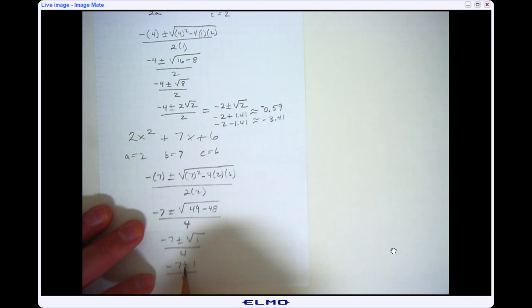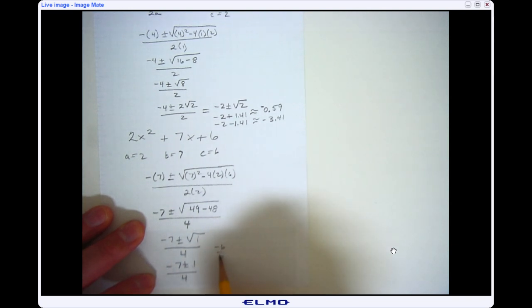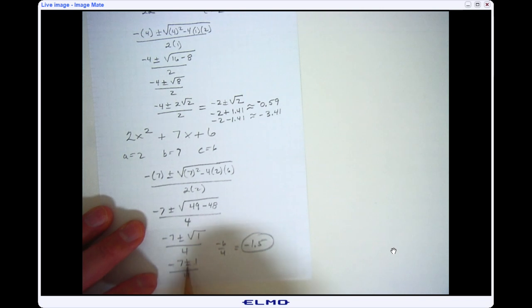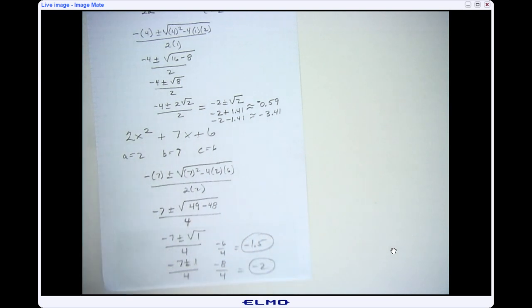So negative 7 plus 1 is negative 6 divided by 4 is going to be negative 1.5. That's one of my answers. And then if I do negative 7 minus 1, that's negative 8 over 4, which is negative 2. So my two solutions for this are going to be negative 1.5 and negative 2.